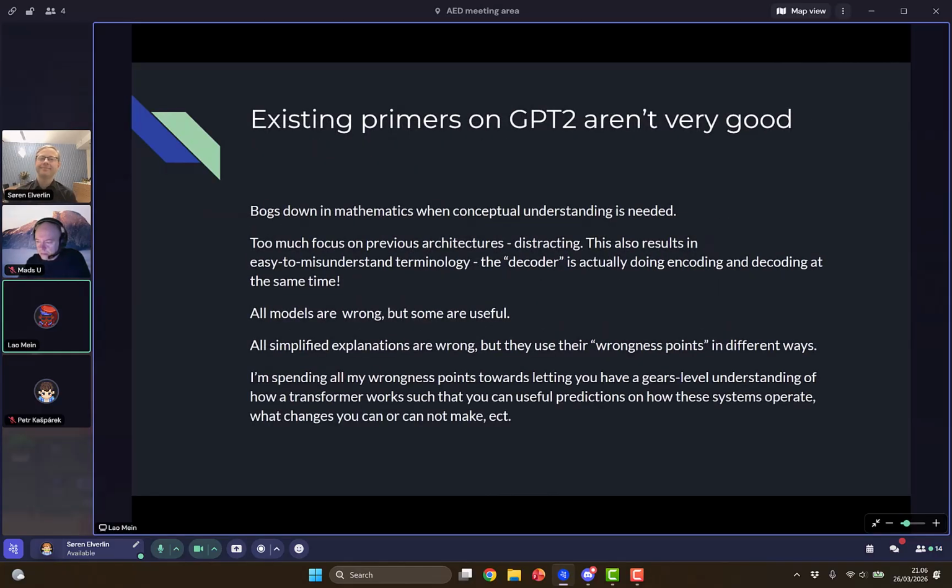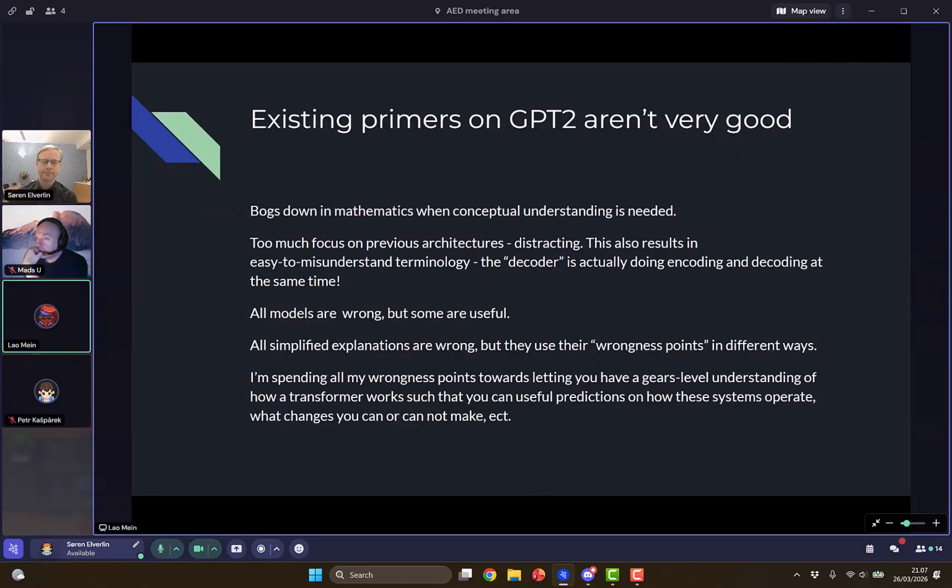Anyways, like I said, existing primers on GPT-2 aren't very good. Wikipedia is notorious: for anything mathematically related, it gives you a very precise and right explanation that's also incredibly difficult to understand for someone who's not an expert in the field. And also, a lot of existing examples tend to focus on the original transformer architecture. They'll use words like decoder and encoder that don't actually make sense in the context of GPT-2.